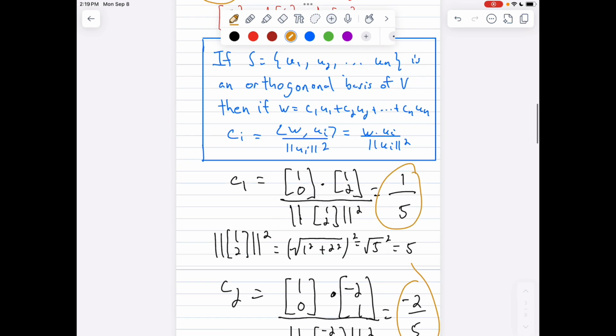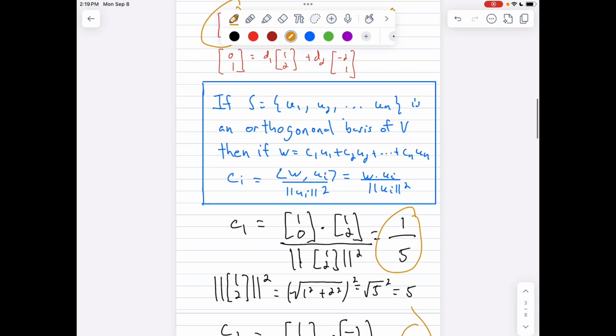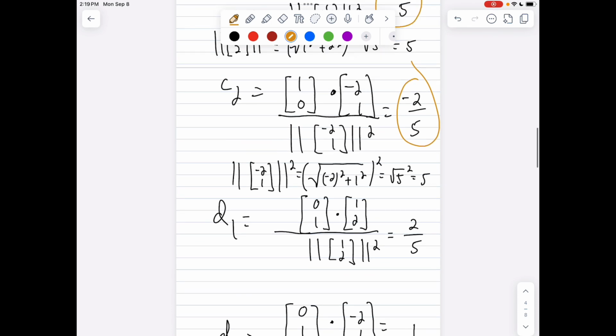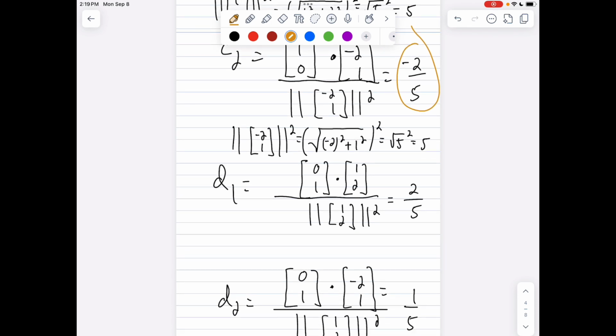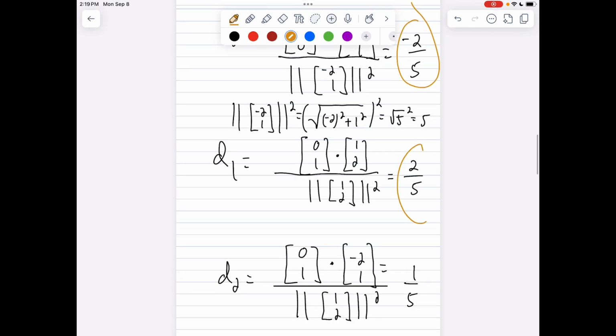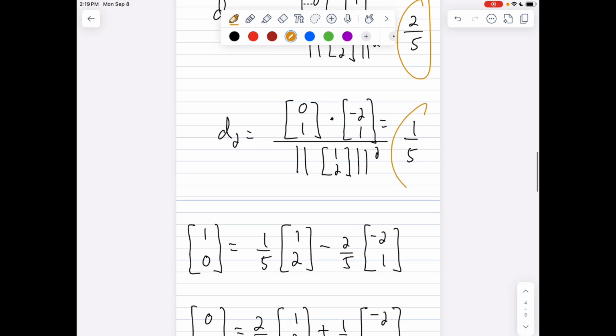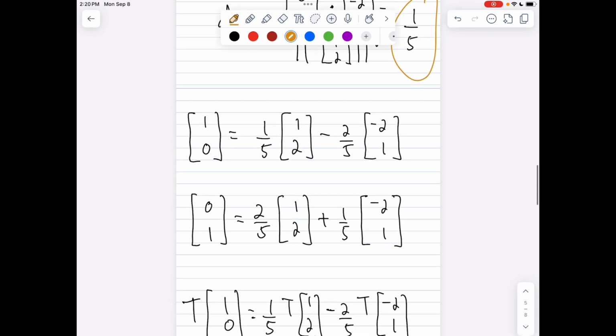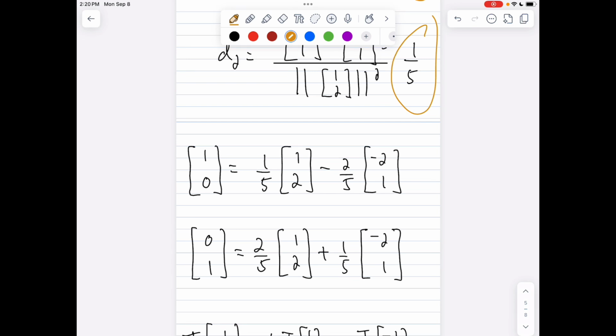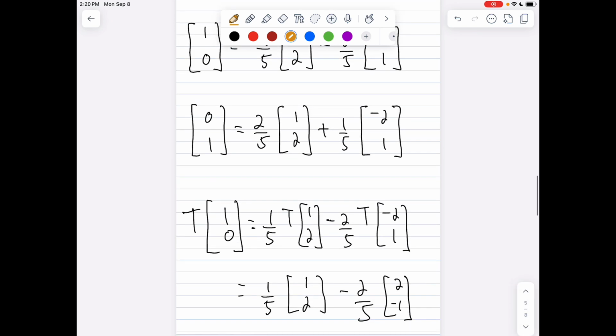And likewise for D1 and D2, you're going to work with the vector (0, 1), dot it with (1, 2) divided by its magnitude squared, and similarly for D2. Essentially what we find out is that (1, 0) equals 1/5 times (1, 2) minus 2/5 times (-2, 1). And likewise (0, 1) equals 2/5 times (1, 2) plus 1/5 times the vector (-2, 1).